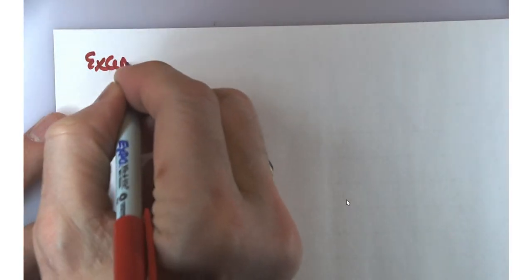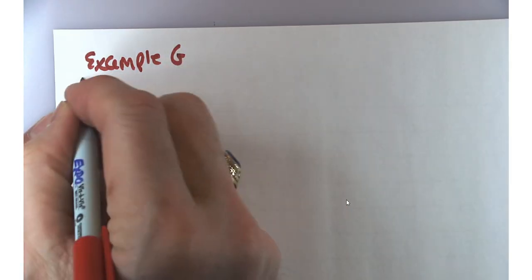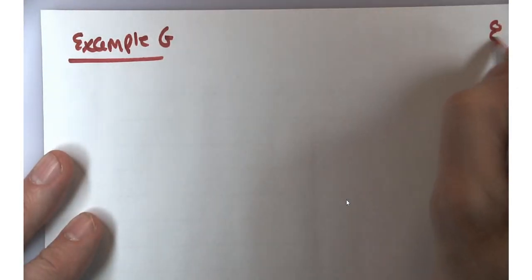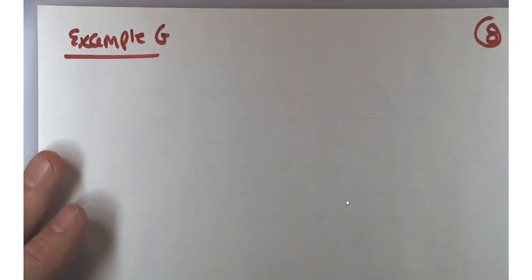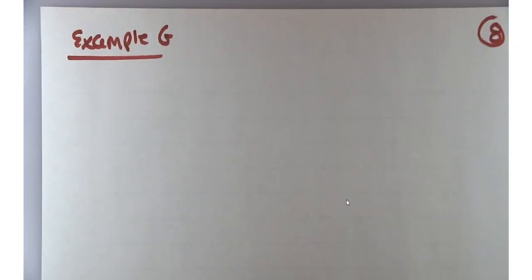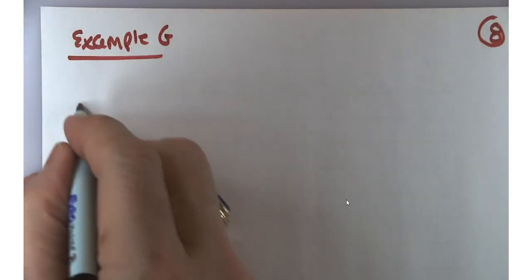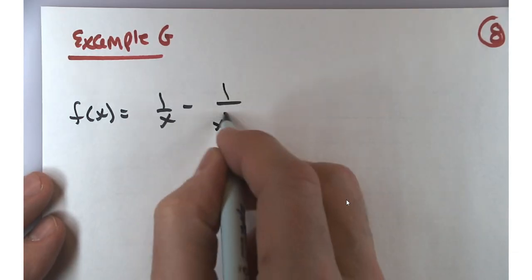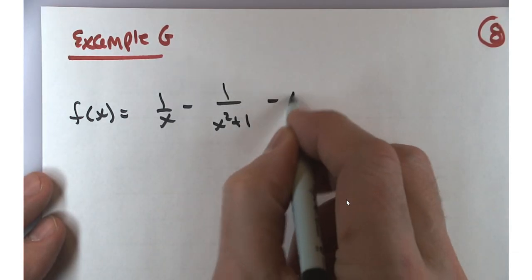Let's flip things over to example G. One of the problems that you're going to see here is something that we haven't really touched on too much. There are so many rules for differentiation, so many different formulas you can remember and are asked to remember. I'm not going to ask you to remember all of them. I've tried to be selective, even though it might not feel that way. So we've got f of x is 1 over x minus 1 over x squared plus 1 minus x squared.